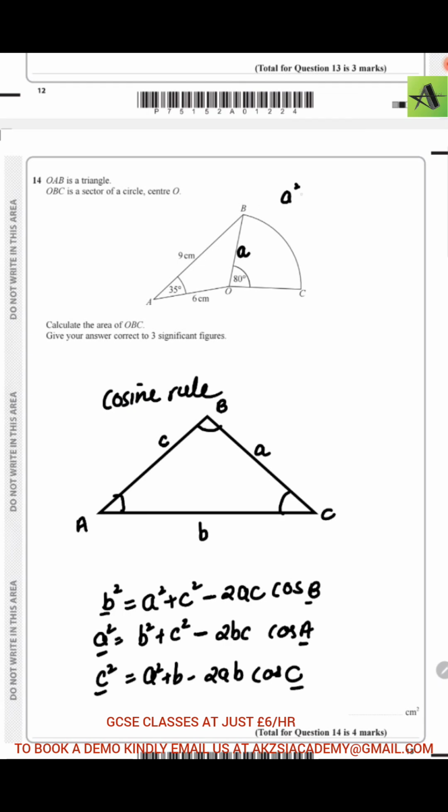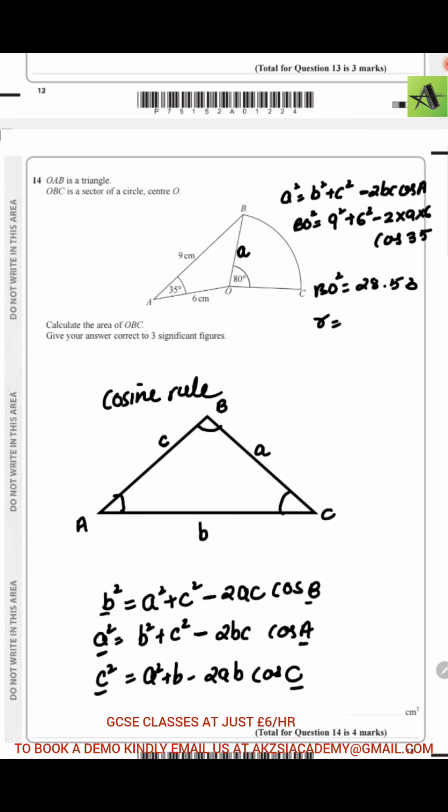So A squared is equal to B squared plus C squared minus 2BC cos of A. So BO squared here is equal to 9 squared plus 6 squared minus 2 times 9 times 6 cos of A, which is 35 degrees. The answer would be BO squared comes out to be 28.53, and taking the root for BO we get the answer as 5.34.